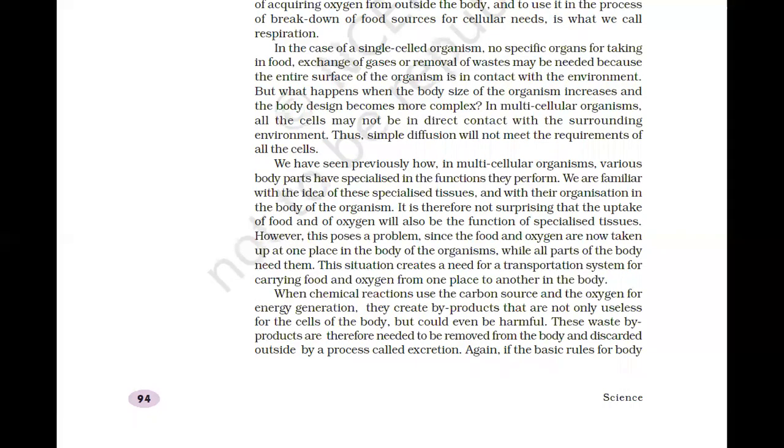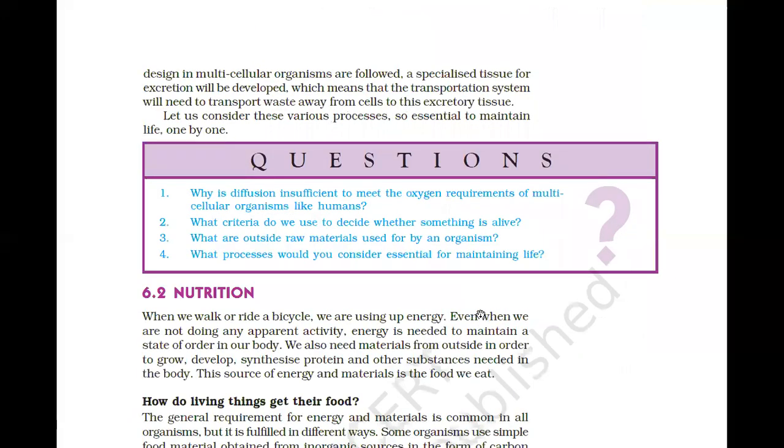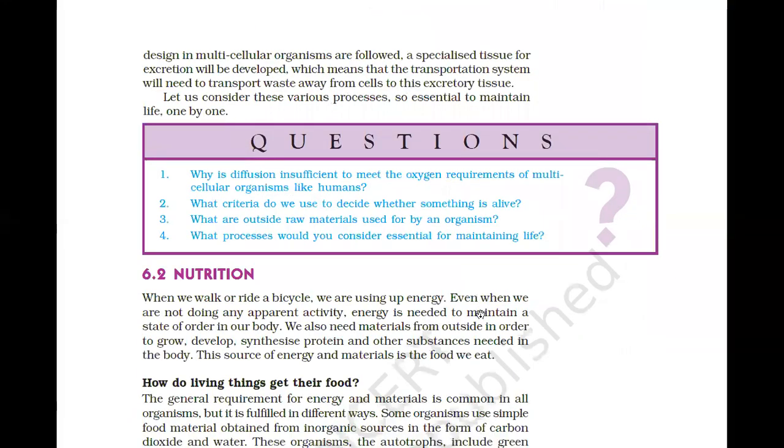So these waste byproducts need to be removed from the body and discarded outside by a process called excretion. Again, if the basic rules for body design in multicellular organisms are followed, a specialized tissue for excretion will be developed, which means that the transportation system will need to transport waste away from cells to this excretory tissue. Let us consider these various processes so essential to maintain life one by one.